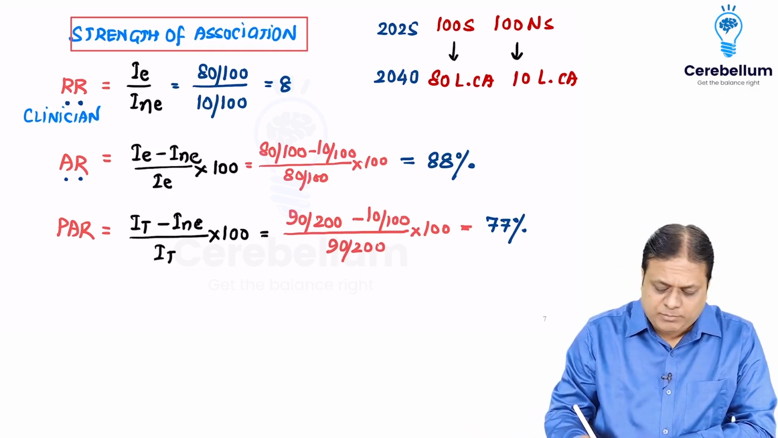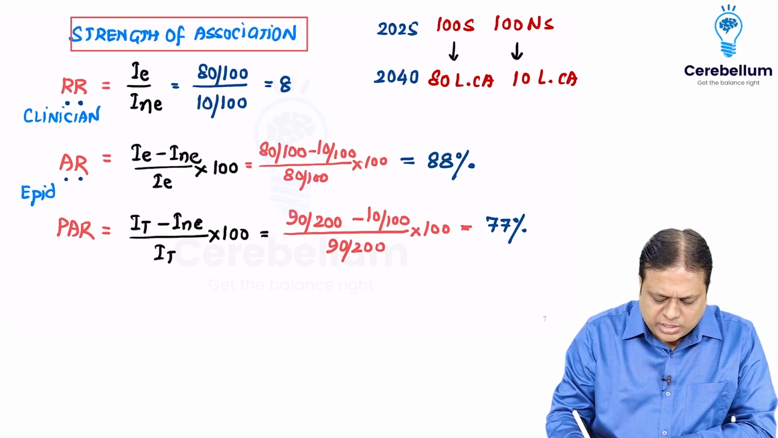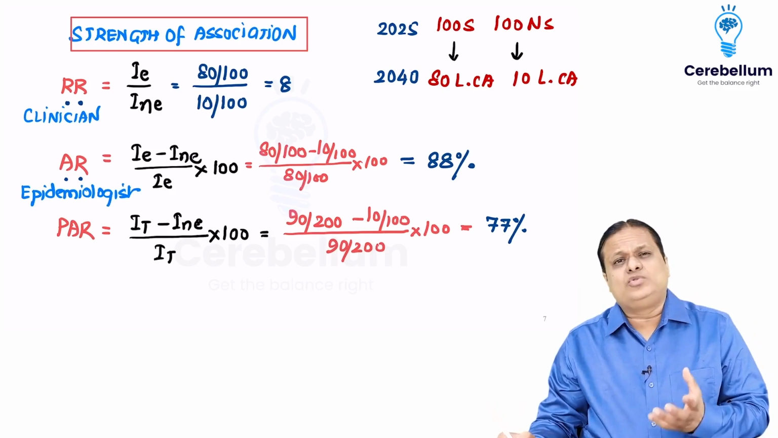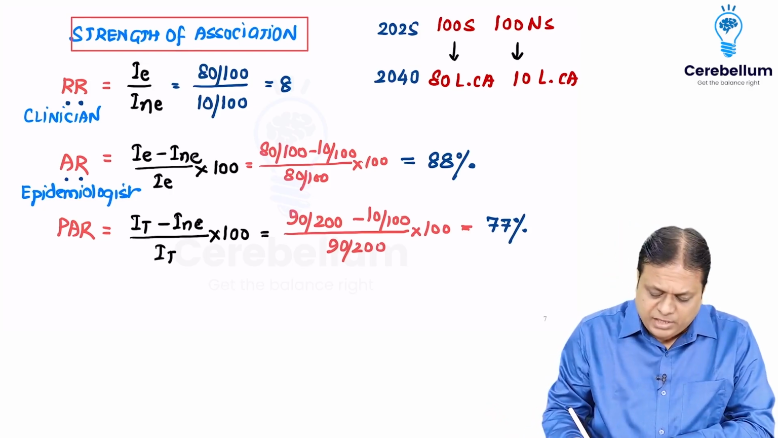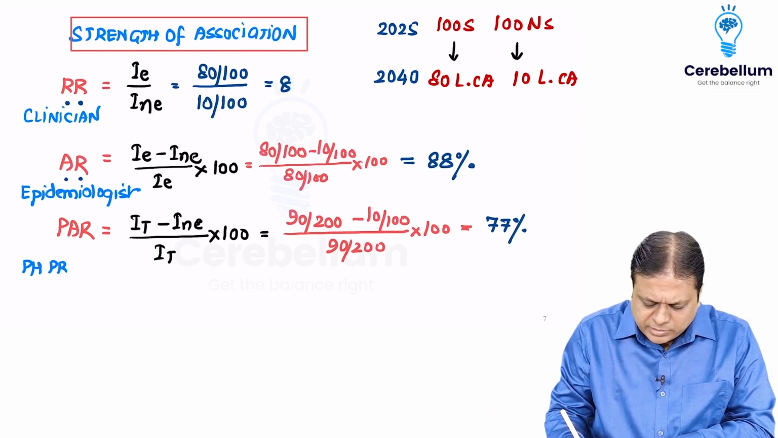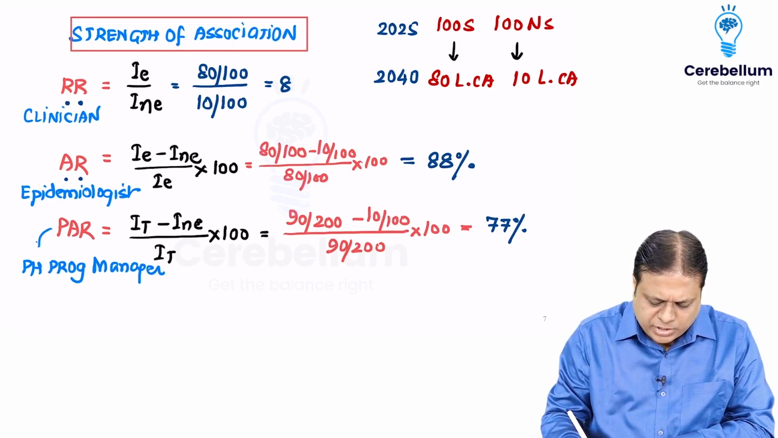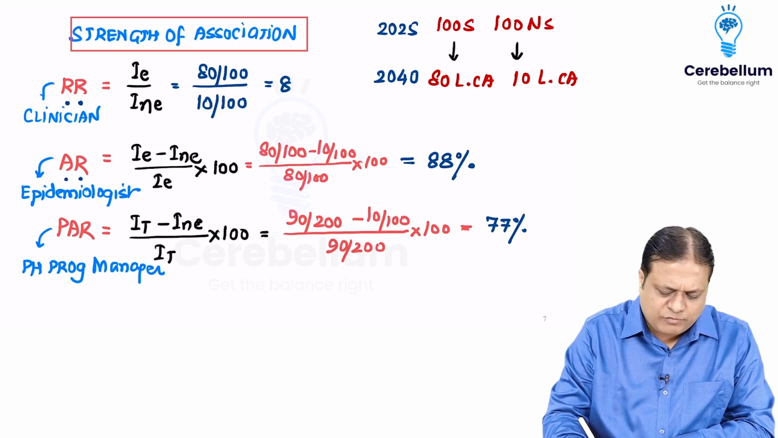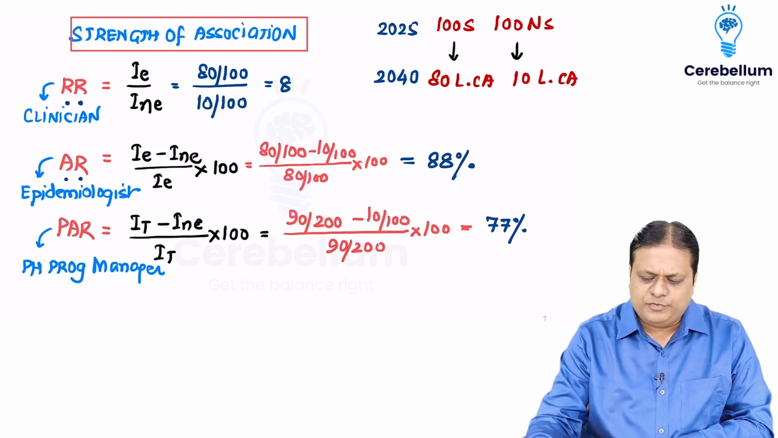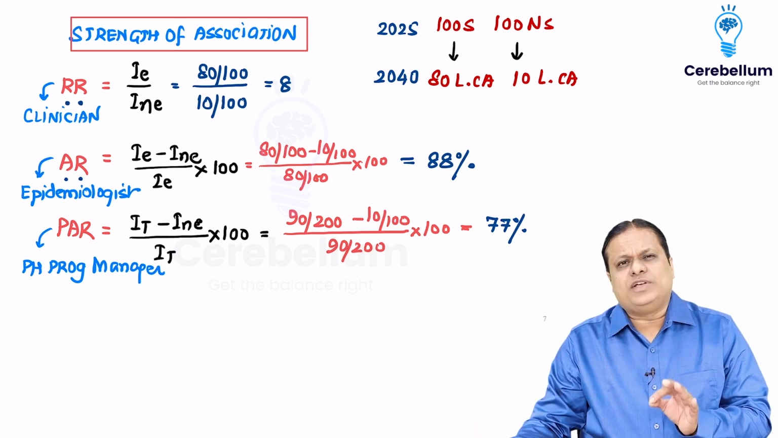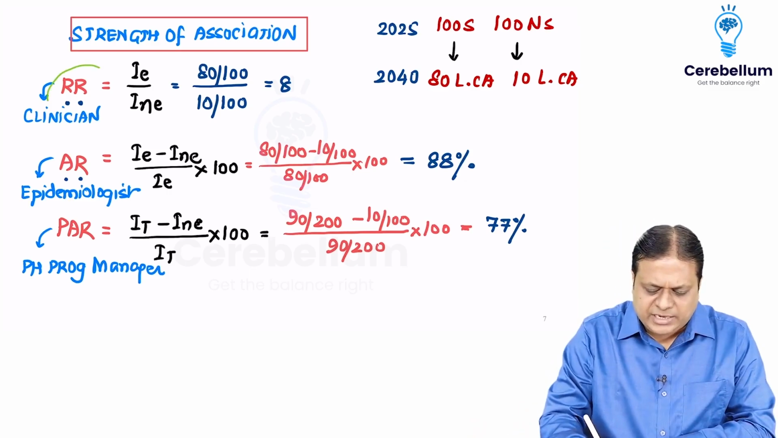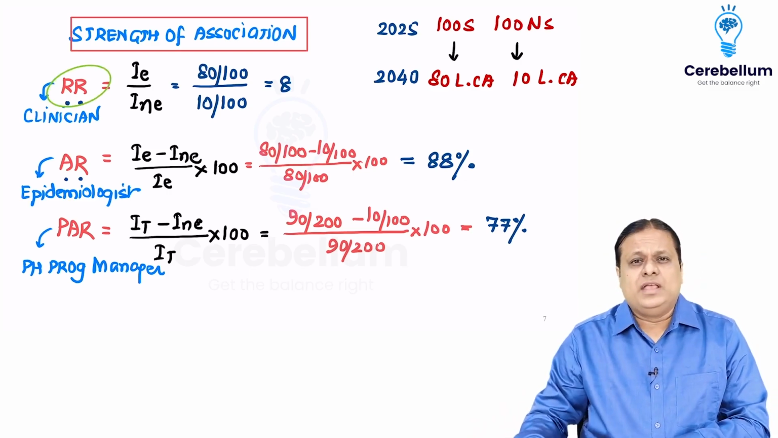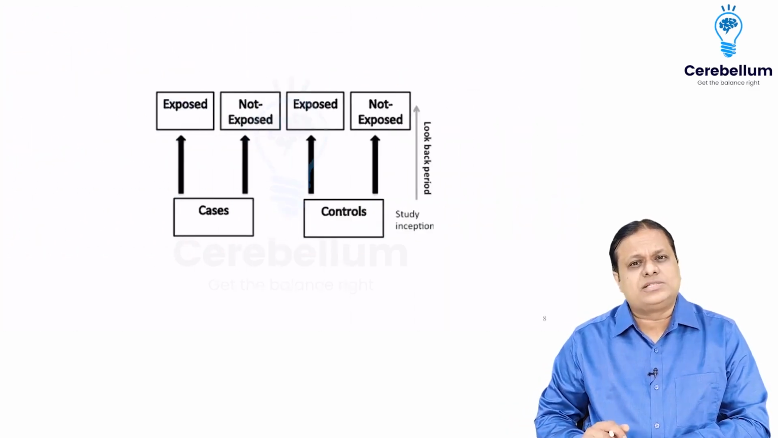But if you are an epidemiologist, you will focus on attributable risk. But when you have to decide whether to start a program or not, if you are a public health program manager, then population attributable risk is the one that you will look at. Overall, if you see the best strength of association, single best answer, most accurate, simplest to calculate, easy to understand, that is relative risk. Now let us look at this particular study design.